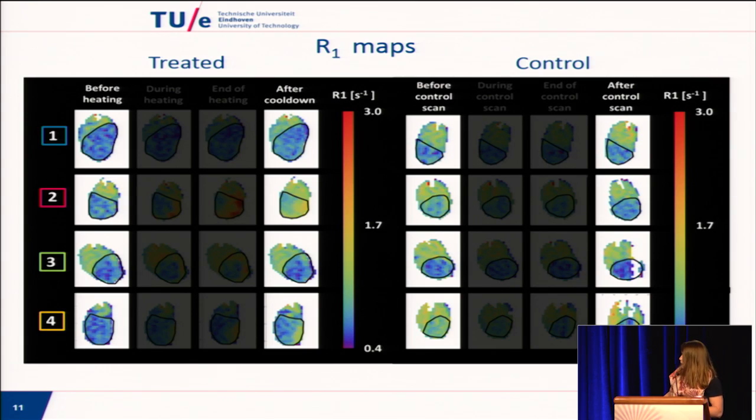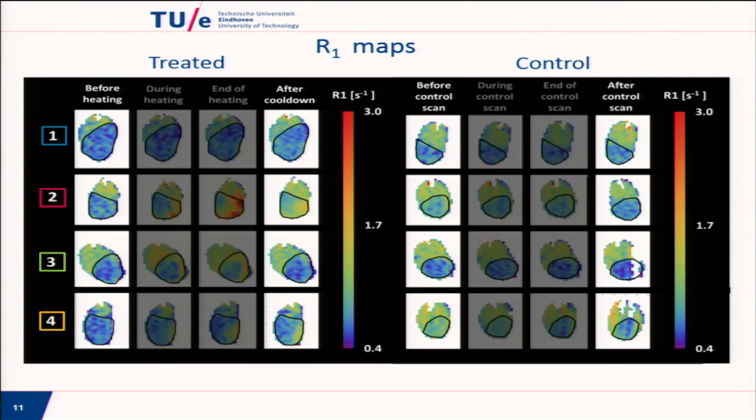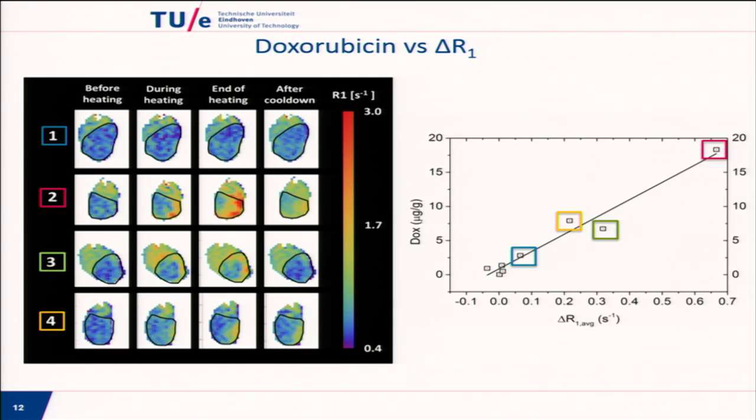So we treated 4 animals with HIFU, and we had 4 control animals. This is the information we used to have before we did this study. So we would only have a relaxation rate map before and after cool down. In this case, like I showed in the little movie, you actually have much more information. We see larger relaxation rate changes. And you can also appreciate over here that the relaxation rate doesn't change a lot in the control animals because there is hardly any drug release.